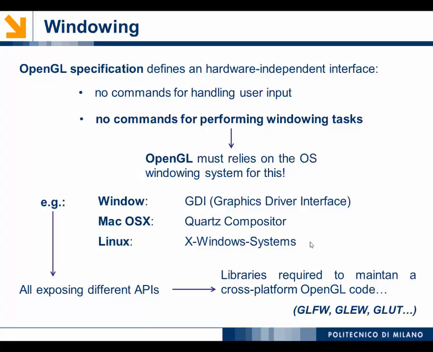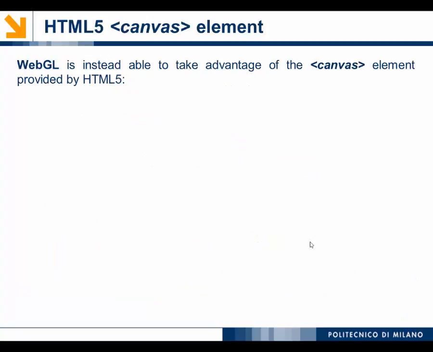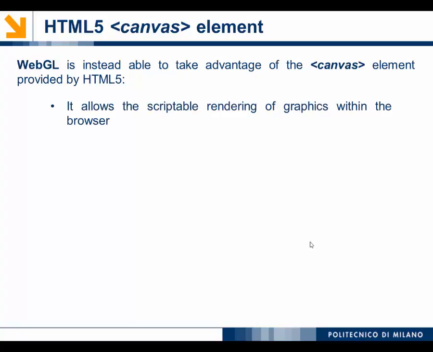But there is plenty of them. And you know that when you install a library, everything can go very bad sometimes, if you are not lucky. Instead, WebGL is more lucky because it can take advantage of anything a web browser can do. Register the key pressure, events connected to the mouse, etc. And of course, the windowing. So, let's see something about the canvas element provided by the HTML5 in order to see what we can do with it.